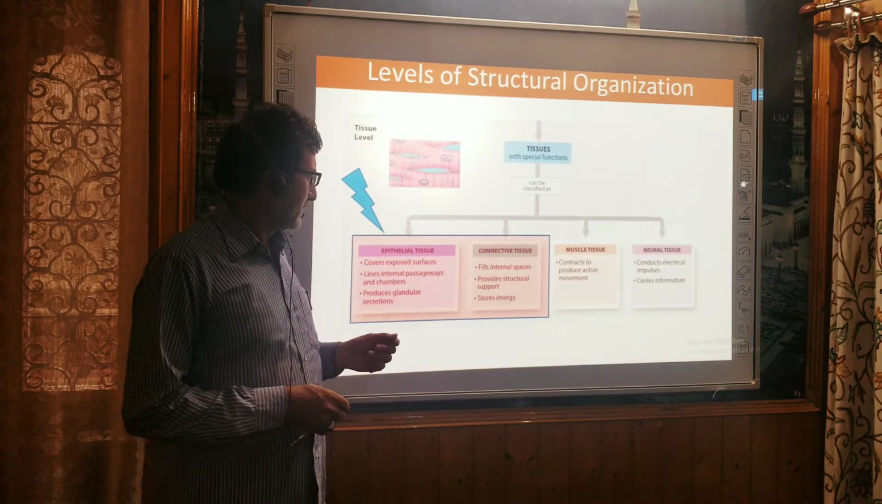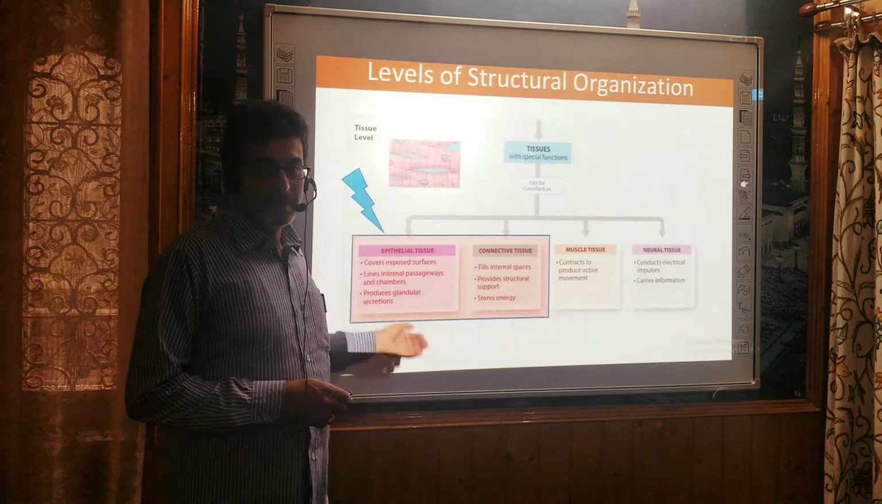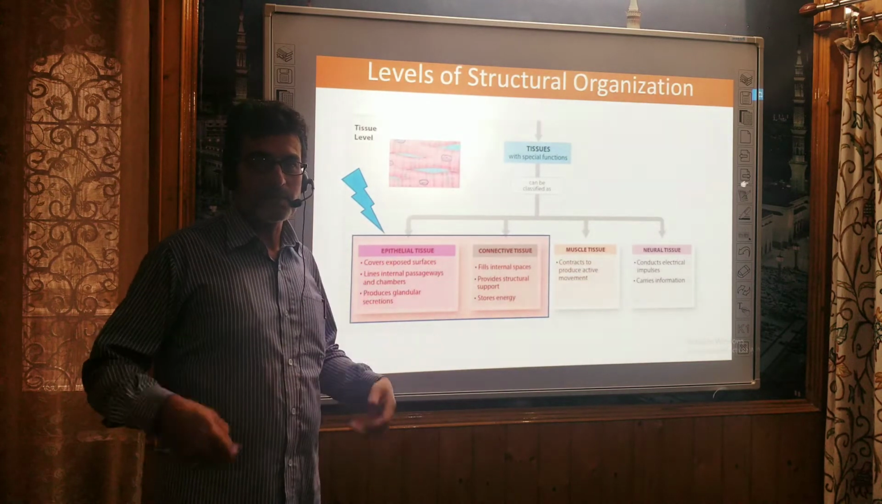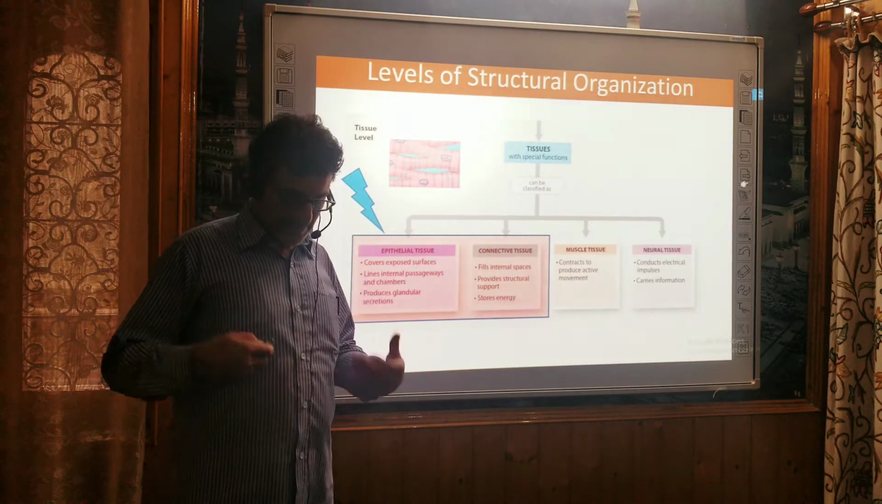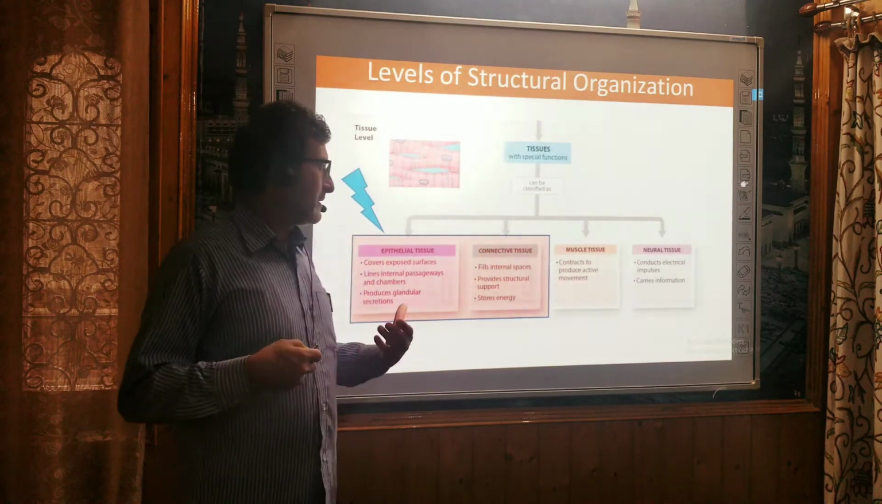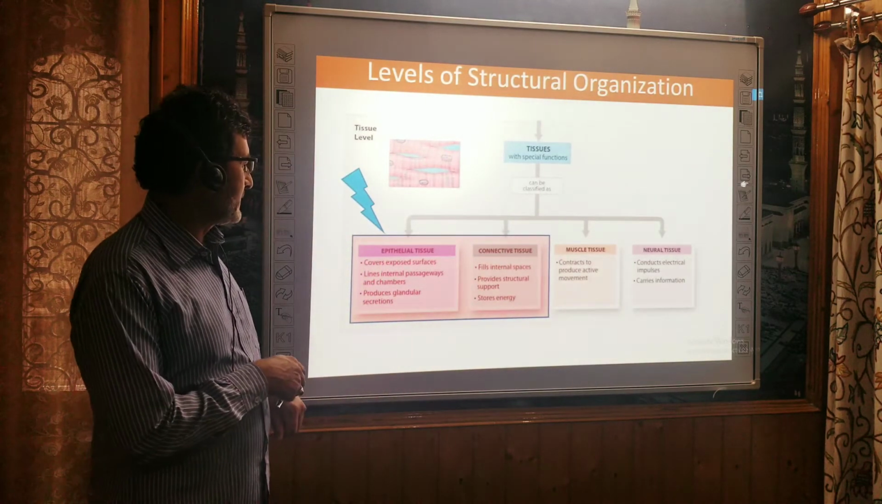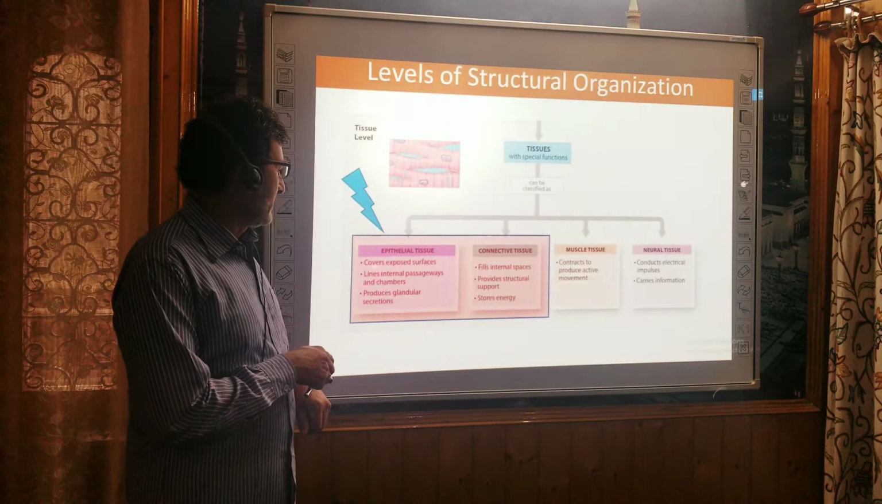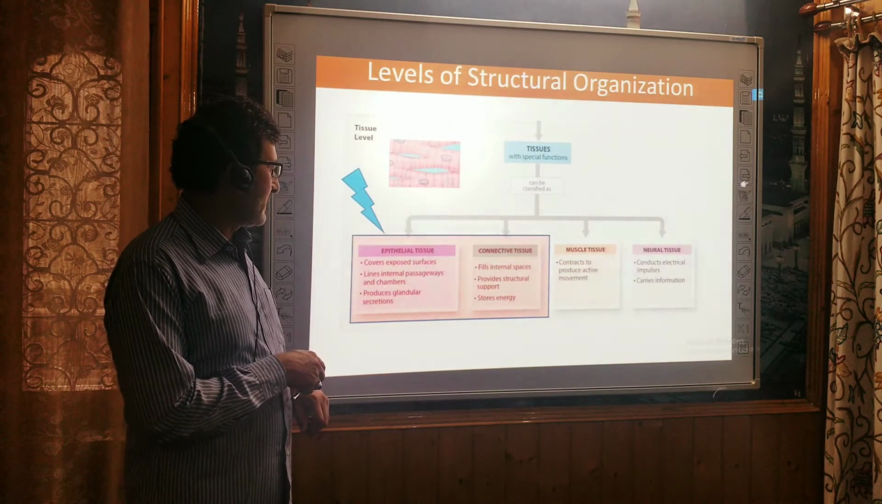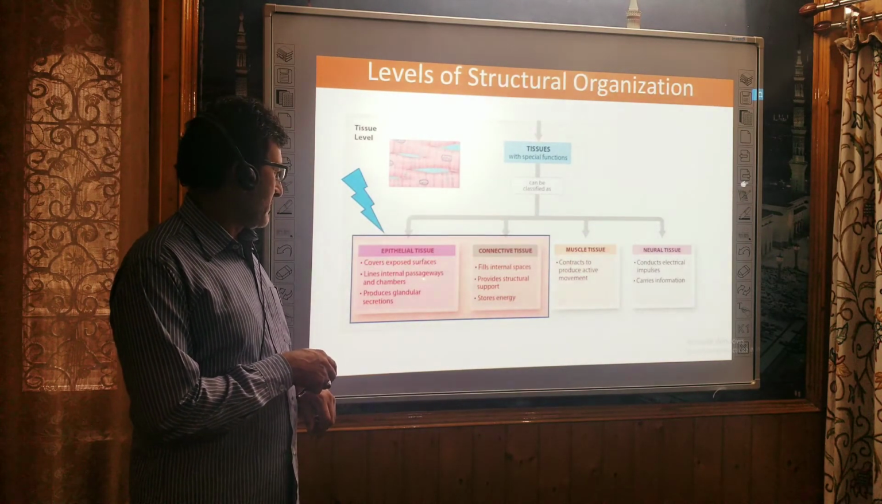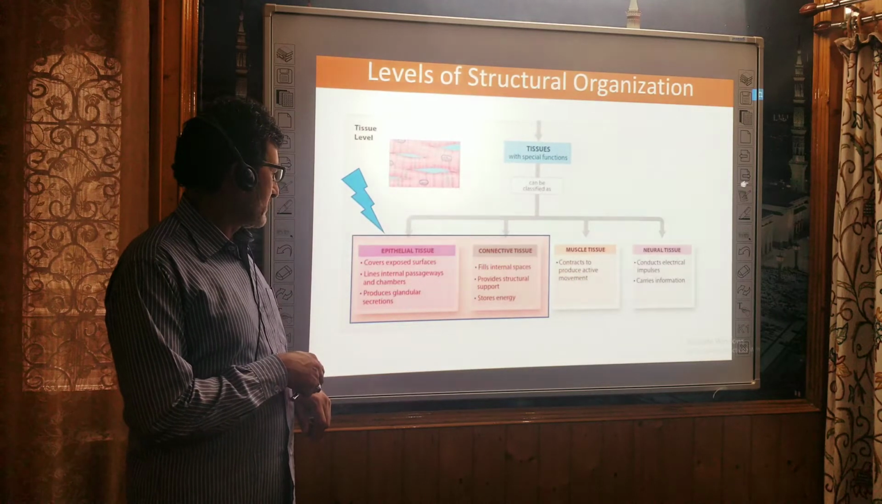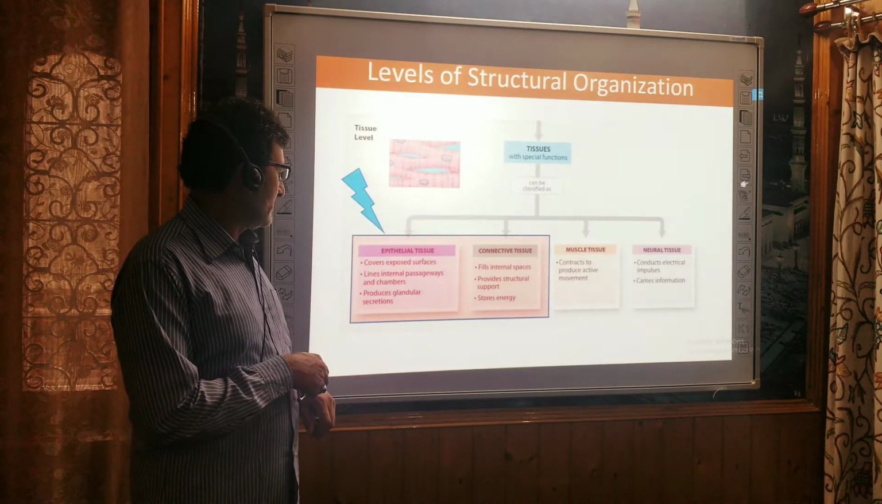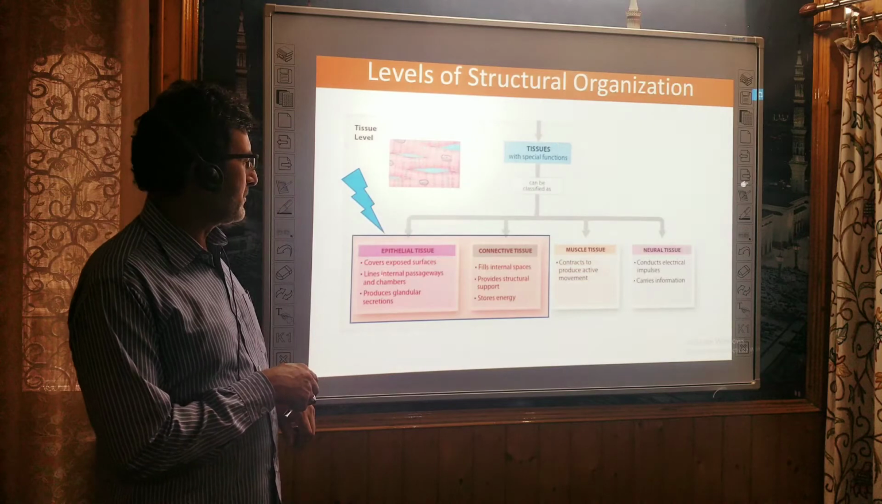Let me explain in brief here. This epithelial tissue means surface tissue. First of all, let us see our body outside. It is composed of skin. Skin means surface tissue. Covers exposed surface, lines internal passageways and chambers. Produces glandular secretions. That is the function of epithelial tissue.